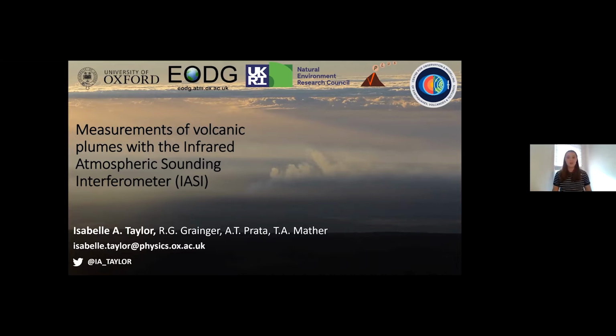So today I want to talk a little bit about how we can use the infrared atmospheric sounding interferometer, or IASI, to make measurements of volcanic plumes. And I'll largely focus on plumes of sulfur dioxide.